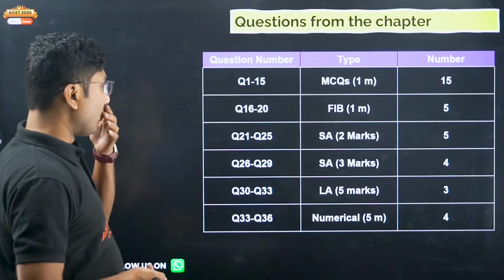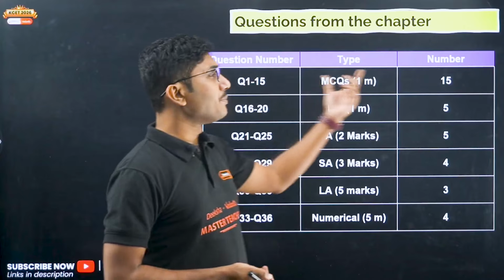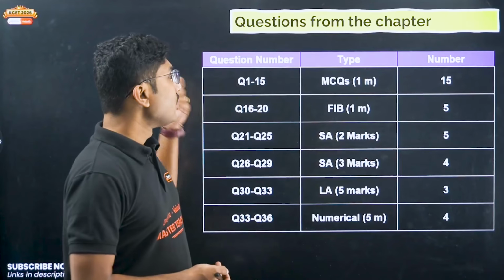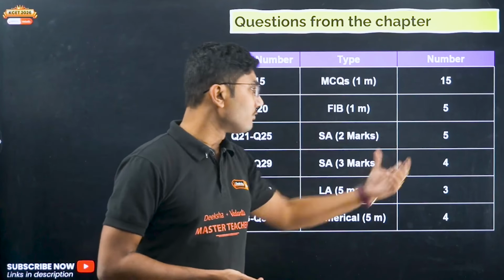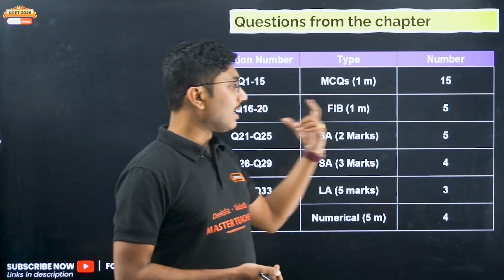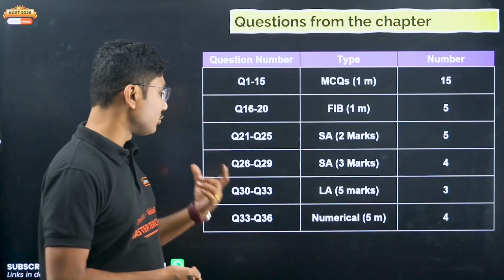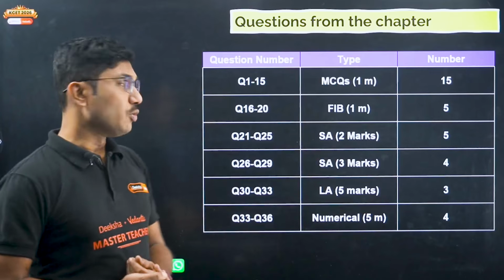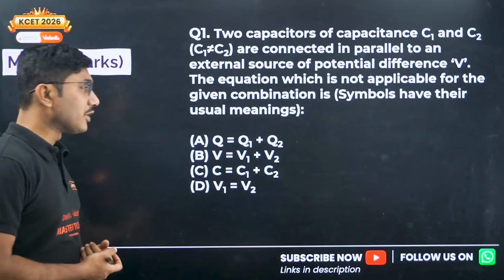So how many questions we are going to discuss in this session? We are going to discuss 15 MCQs as usual. We will also discuss 5 fill in the blanks. We will discuss 5 2 marker questions, 4 3 marker questions, 3 long answer type questions, and also we will be discussing 4 numerical questions as well. So without much delay, let us start with the MCQs first.